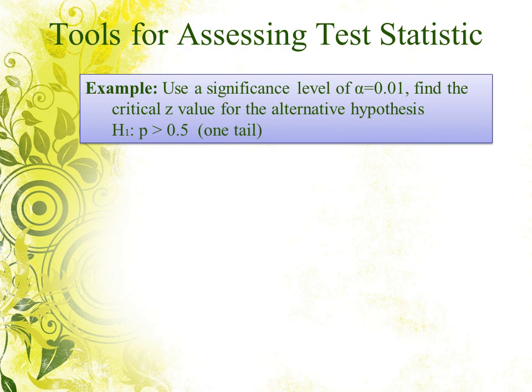So for example, let's use a significance level of 0.01 and find the critical z-value for the alternative hypothesis p greater than 0.5. So here we know it's one tail, and more specifically we know it's a right tail test because we're using the greater than symbol in our alternative hypothesis.